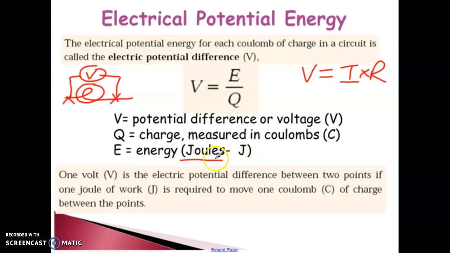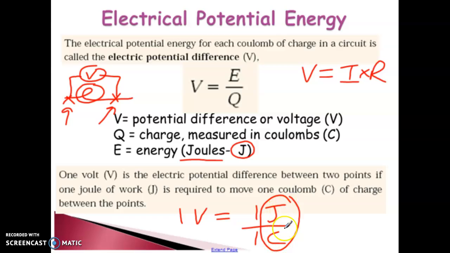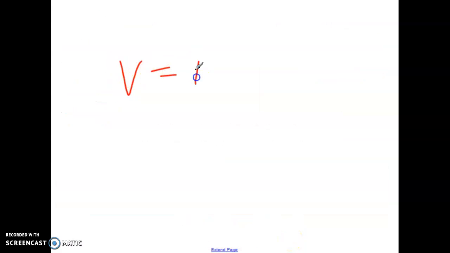The symbol for the unit is a capital letter J. So 1 volt is equivalent to 1 joule per 1 coulomb. It's the amount of work that is required to move 1 coulomb of charge between 2 points on the circuit. So essentially a volt is equivalent to joules over coulombs, or energy over charge. So again, another 3 variable formula.